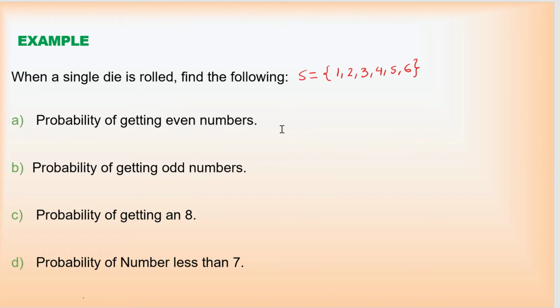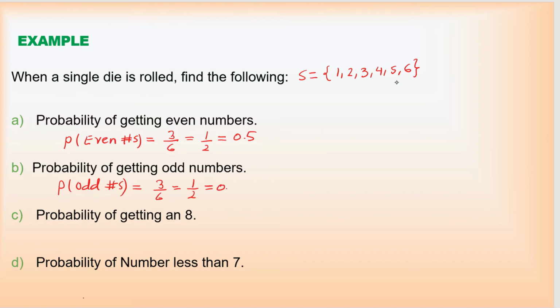Here we have to find the probability of getting even numbers. Now we have to find how many even numbers are here. We have 2, 4, 6. So there are 3 even numbers out of a total of 6. So 3 over 6 is half or 0.5. Next, we have to find the probability of getting odd numbers. We have to find how many odd numbers are here. That is 1, 3, and 5, which is 3 out of 6, which is half or 0.5.